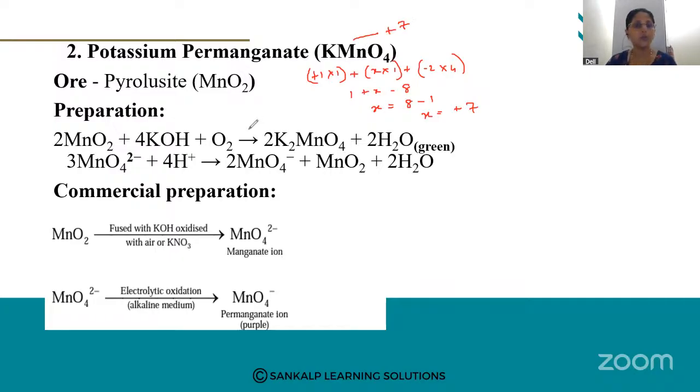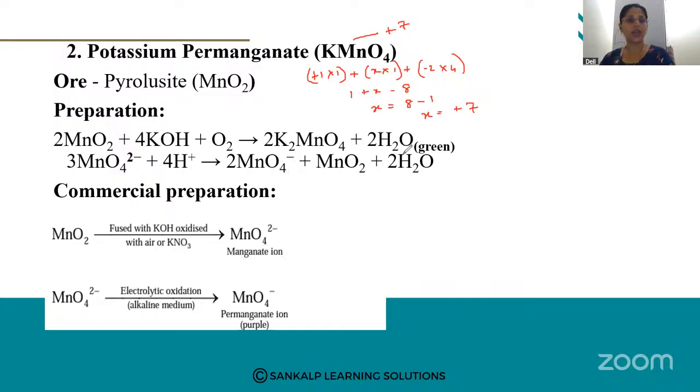And how is it prepared? It is prepared from pyrolusite ore, which is nothing but MnO2. So pyrolusite ore is converted into potassium manganate, K2MnO4, and then it is converted into permanganate. Yes. So how is it converted?